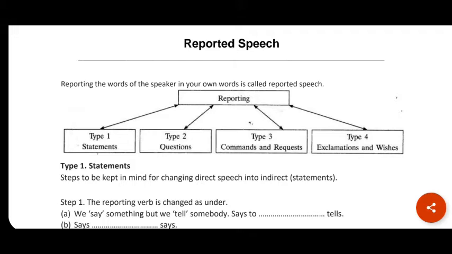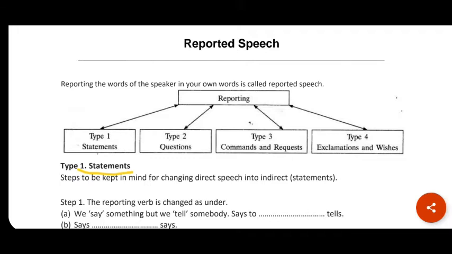Now, reporting can be done in statements, questions, commands and requests, as well as exclamations and wishes. So depending upon the different types of sentences, we are going to learn how to change direct speech into indirect speech. Direct speech means the actual words of the speaker, and indirect speech means reporting the words of the speaker in your own words, right? So let us see the first type, that is statements.